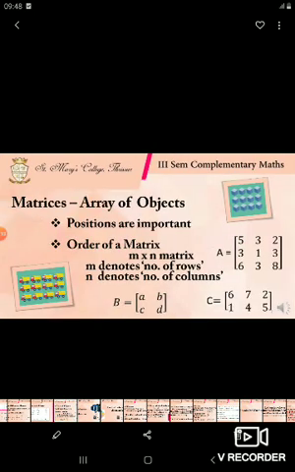So, what is a matrix? A matrix is an array of objects. The objects can be anything. It can be numbers, it can be alphabets, it can be vehicles or anything.